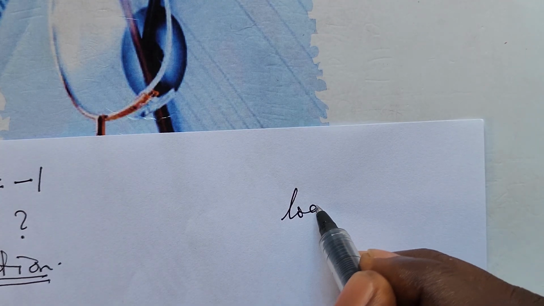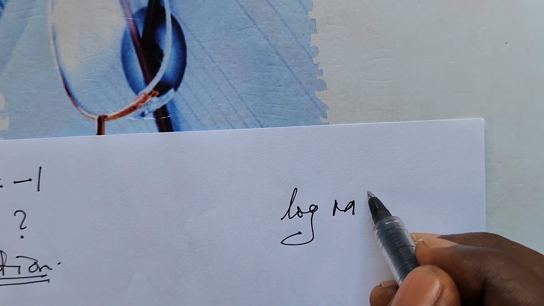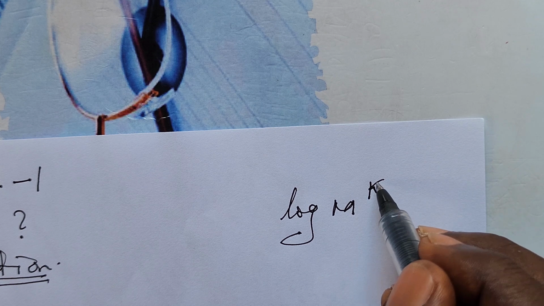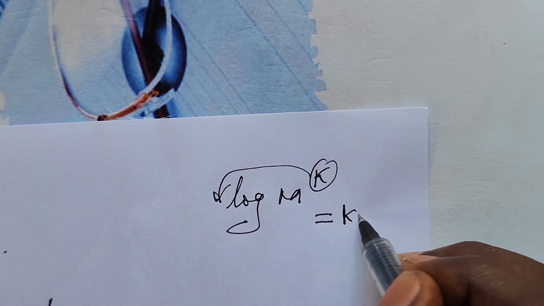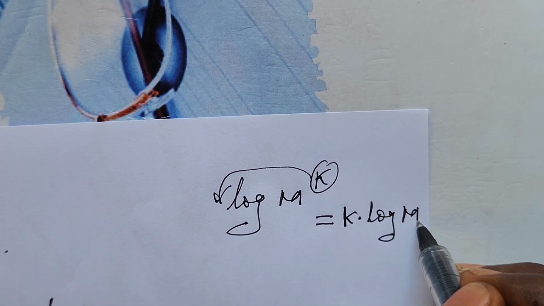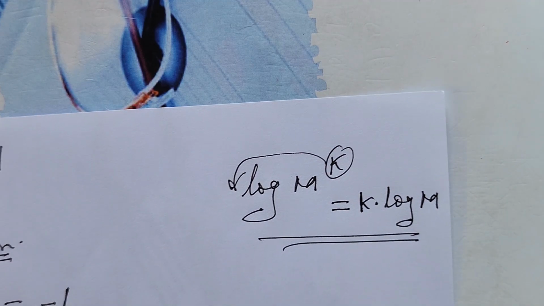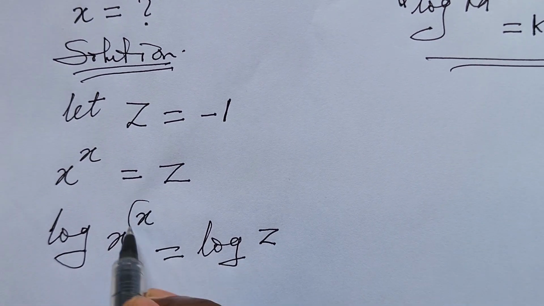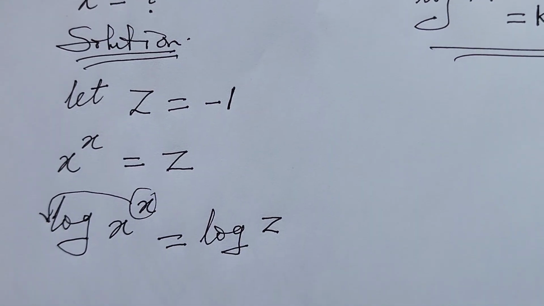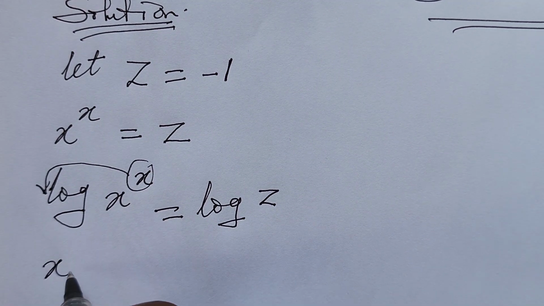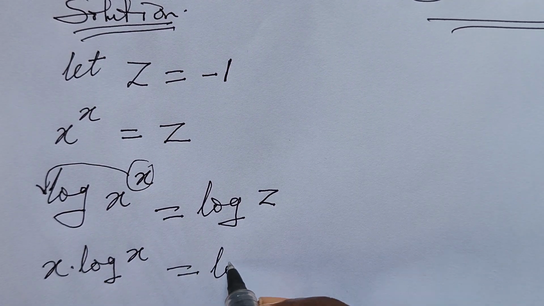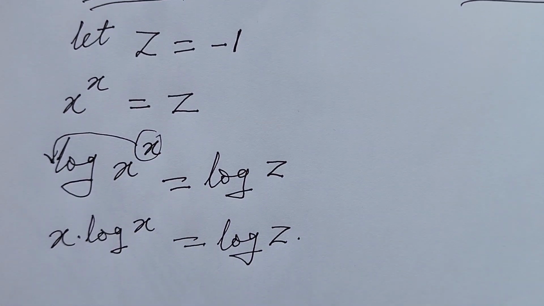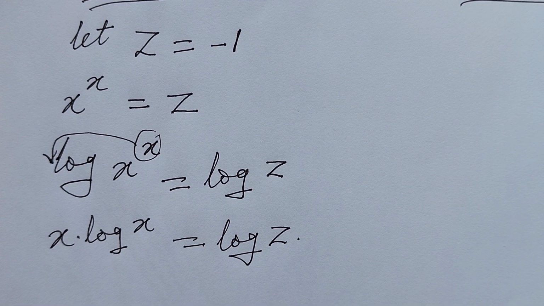Now, according to the law of logarithm, if you have log of m to the power of k, this is an exponent, then move this power to the front. So this will give us k times log m. So remember this log. We want to move this exponent, which is this x, to the front. So doing that, this will give us x times log x to base 10 is equal to log z. Easy, right?